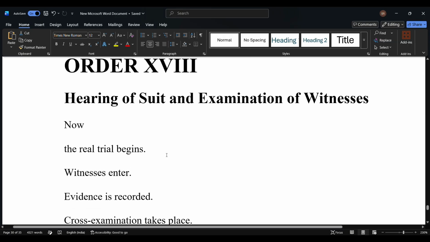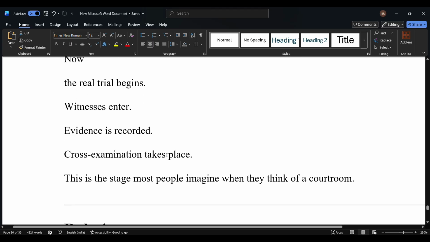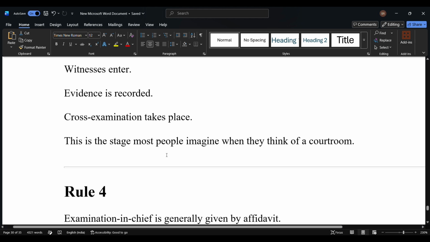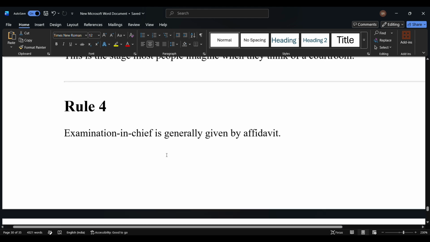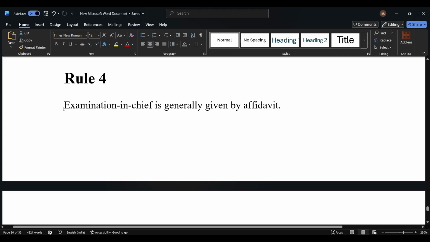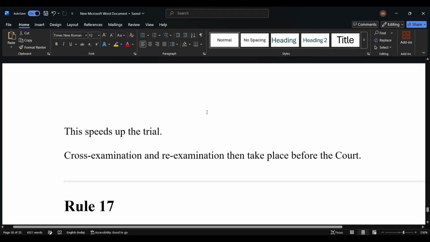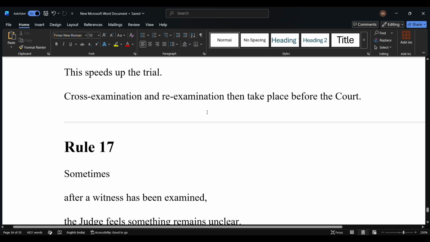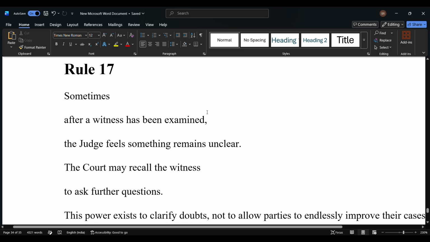Order XVIII, hearing of suit and examination of witnesses. Now, the real trial begins. Witnesses enter. Evidence is recorded. Cross-examination takes place. This is the stage most people imagine when they think of a courtroom. Rule 4: examination in chief is generally given by affidavit. This speeds up the trial. Cross-examination and re-examination then take place before the court.